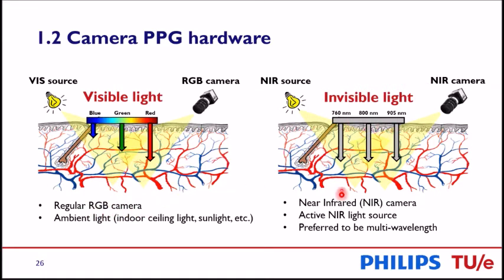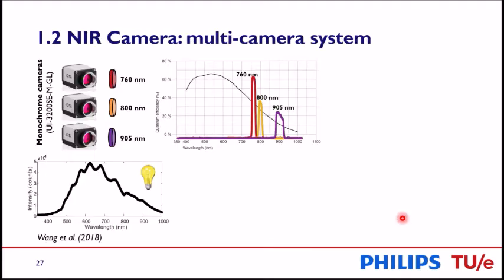And for the near infrared solution, we require a near infrared camera, and it is preferred to be multi-wavelength because we showed that by using multi-wavelength, we can gain much more robust extraction performance. But then we require the camera and also the active near infrared light source to be multi-wavelength. And at the moment, there's no multi-wavelength near infrared solution available, so we need to construct our own setup.